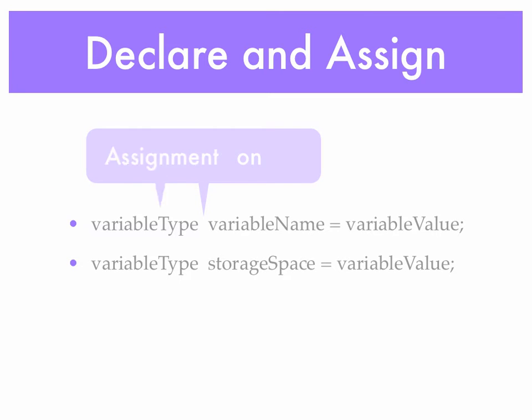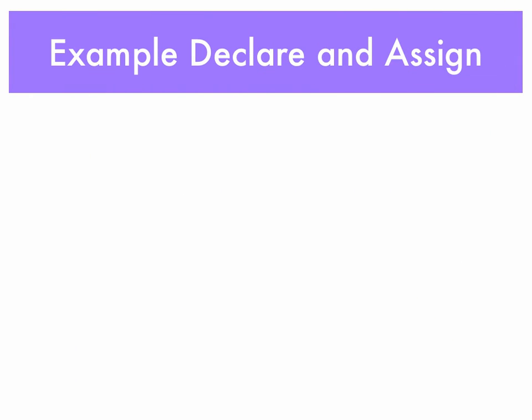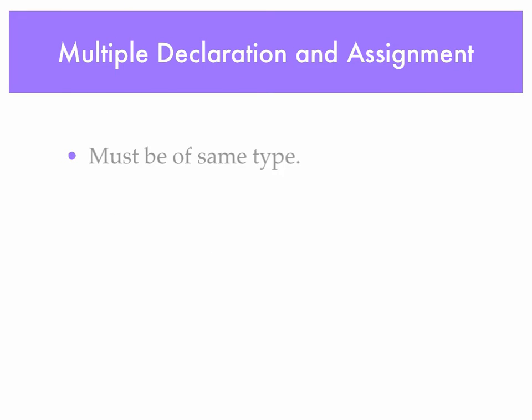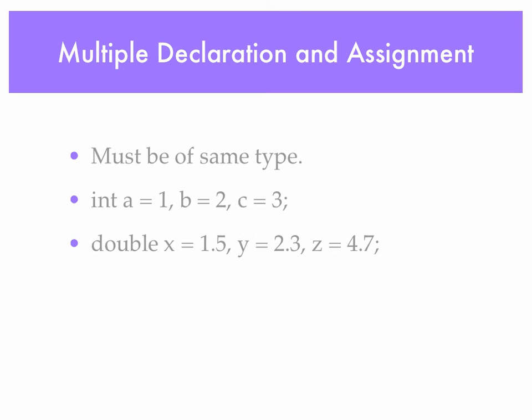Remember, the name of the variable is an alias for the storage space. So here I have declaration and assignment. Declaration always on the left side, assignment on the right. Now I can declare and assign this way. I've declared an int named A, I've given a value of 5. Here I've declared a double, given a name of B, and given it a value of 1.5. I can have multiple declaration and assignments as long as they are of the same type. Here I've declared three ints, A, B, and C, and given them the values of 1, 2, and 3. Here I've declared three doubles, X, Y, and Z, given them the values of 1.5, 2.3, and 4.7.